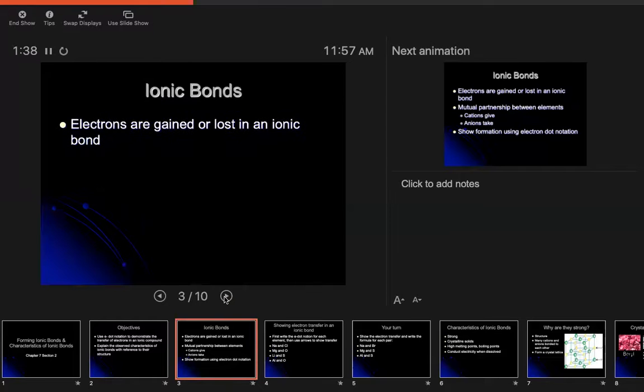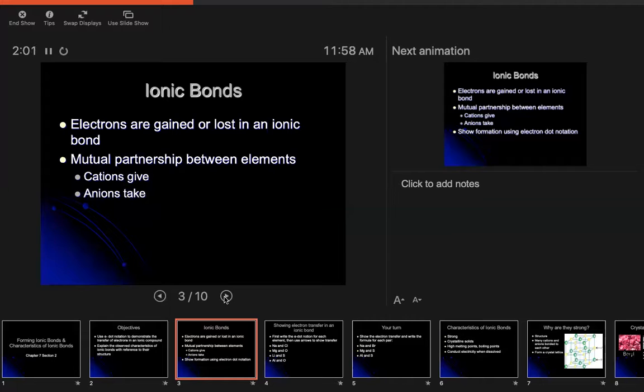Ionic bonds form when electrons are gained and lost. When they gain and lose, they form cations and anions, which are positives and negatives, attracted to each other. So in an ionic bond, we are going to lose and gain electrons. It is going to create a mutual partnership between the elements involved. Cations need to give away an electron, and anions need to gain one. So it's a great relationship. They help each other out. It's a mutual partnership.